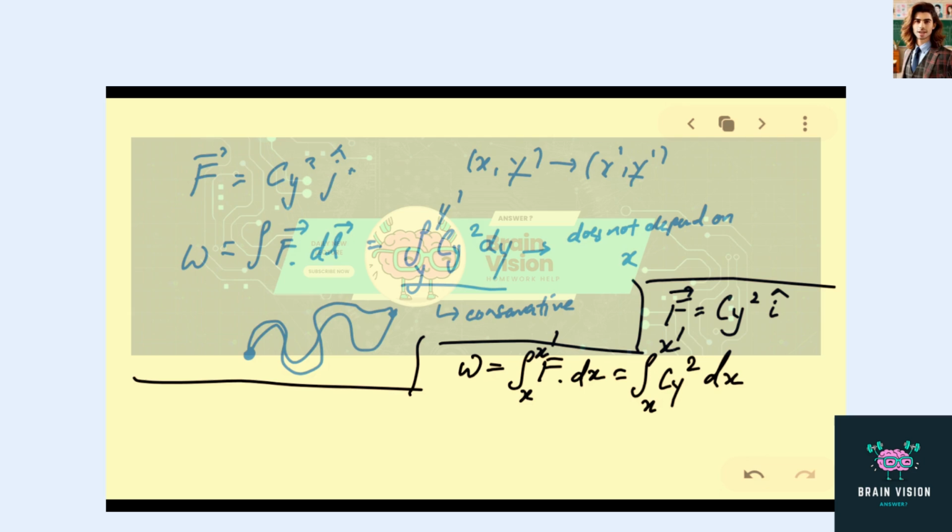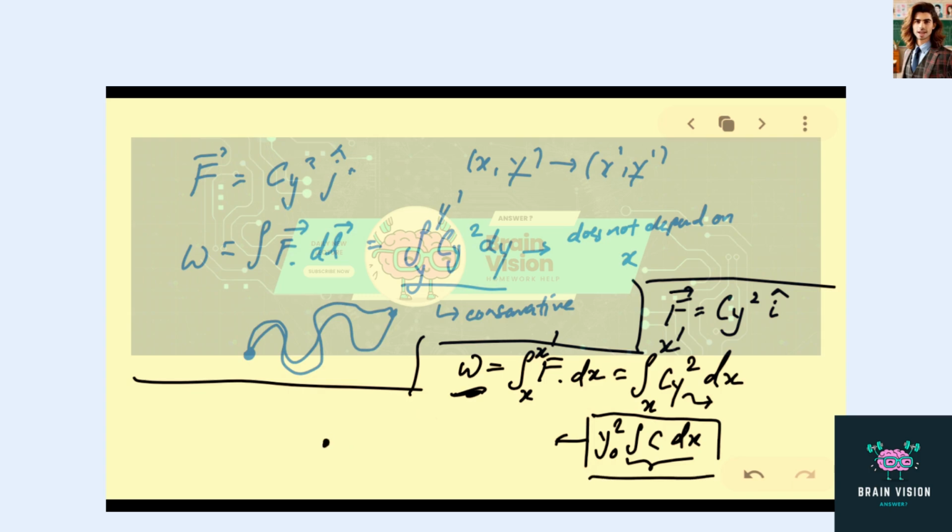Now for this case, it depends on the value of y, and what this means is that how y changes will affect the final value of the work done. Say for example, if y is a constant, then we can bring this out to be y naught squared times c dx. Right, this integration doesn't care about the path, but y naught cares, right? If you have your y being at different starting points, you will have a different overall work done.